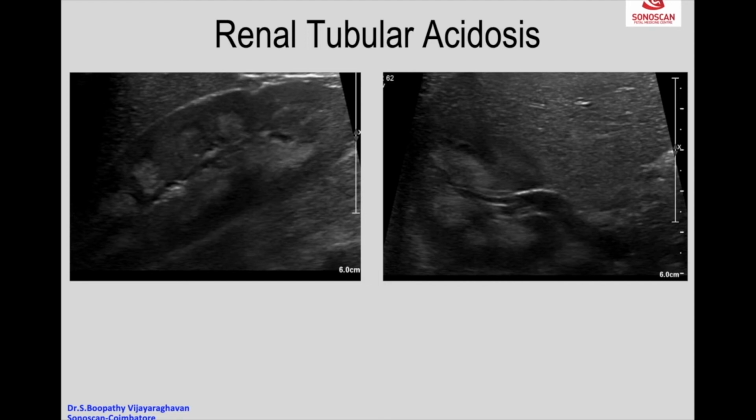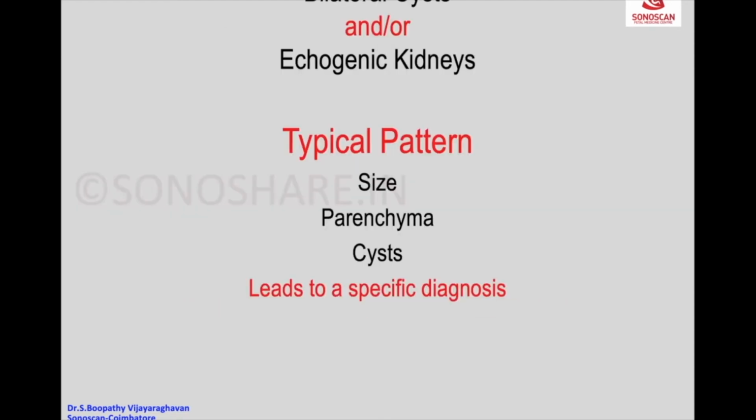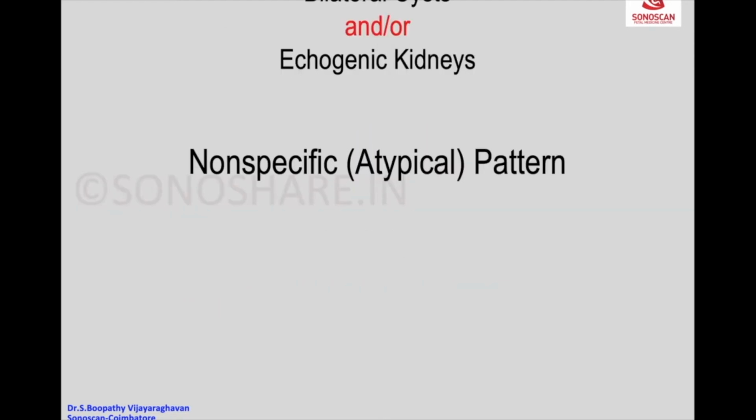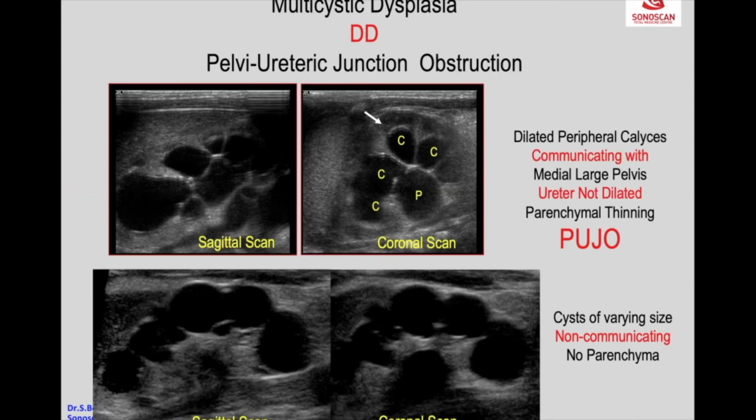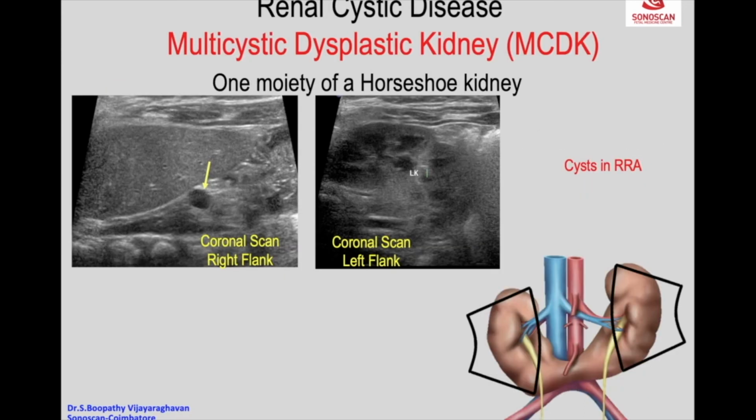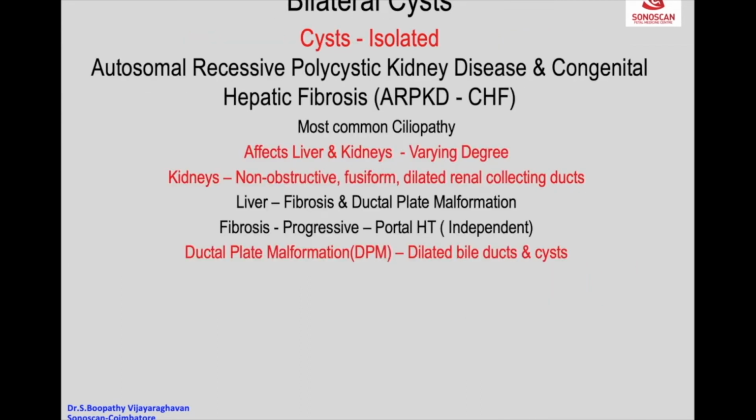Now, renal tubular acidosis, diagnosis of a condition, and second is a non-specific pattern where there is no point and there is no surrounding parenchyma. Then the diagnosis is multicystic dysplastic kidney. So these are the different. And a scan of the left flank shows the lower ported bile ducts and cysts.